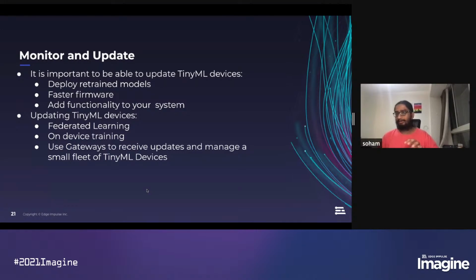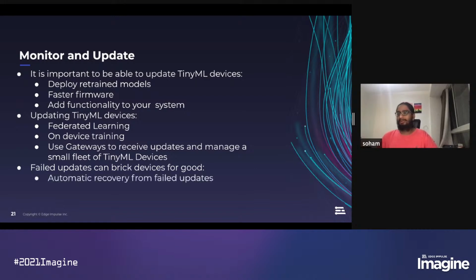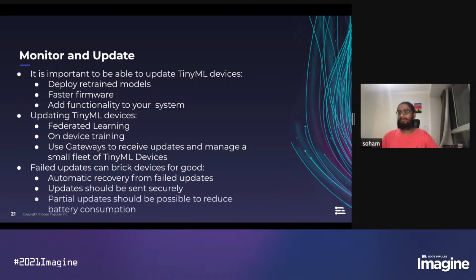But this technique of updating is kind of risky, because if you have an update that fails, then it can turn your device into a brick for good, right? And so that's why you need to have systems that automatically recover from failed updates. You also need to make sure that when you do update, you send those updates securely. And finally, you also need to make sure you do partial updates, if your device supports it, so that your battery consumption is lowered.